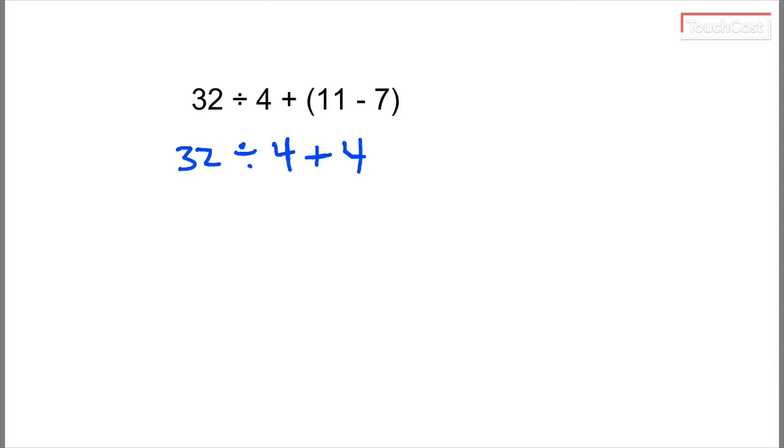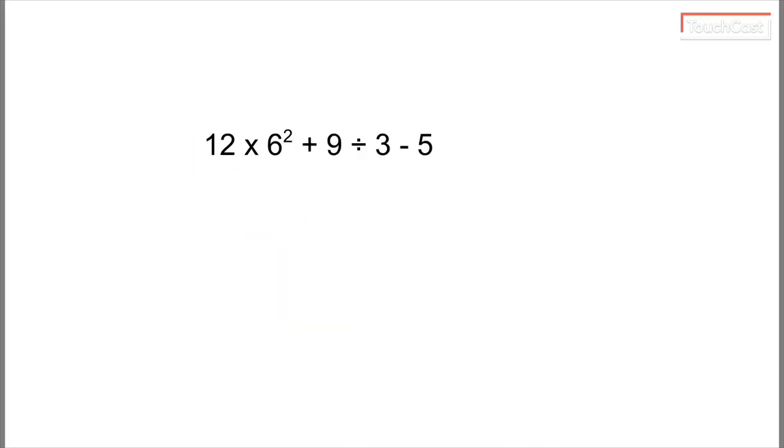Next, we don't have any more grouping symbols, so we have to move on to exponents. Those are not present, so we can move on to multiplying or dividing. Since we have dividing in this problem, we have to do that first. 32 divided by 4 gives us 8, and we rewrite everything else. We only have one operation left, and that is addition. 8 plus 4 gives us 12.